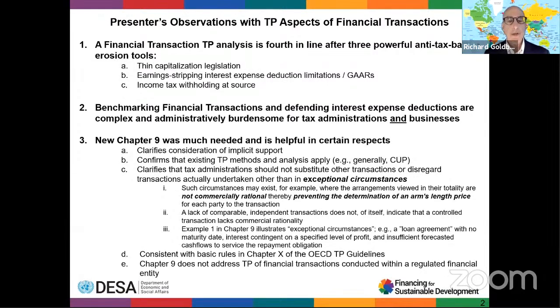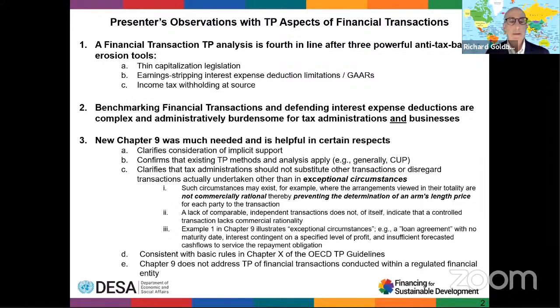Third, new Chapter 9 was much needed and is helpful in certain respects. Importantly, implicit parent company support is to be considered. It confirms that the existing TP methods apply, generally the comparable uncontrolled price method. It clarifies that tax administrations should not recharacterize an intercompany loan or guarantee as something else unless extraordinary circumstances apply.